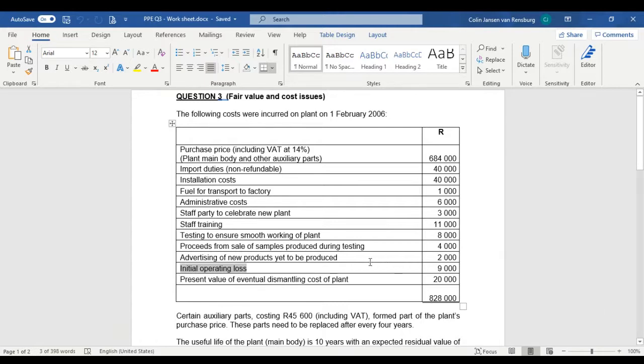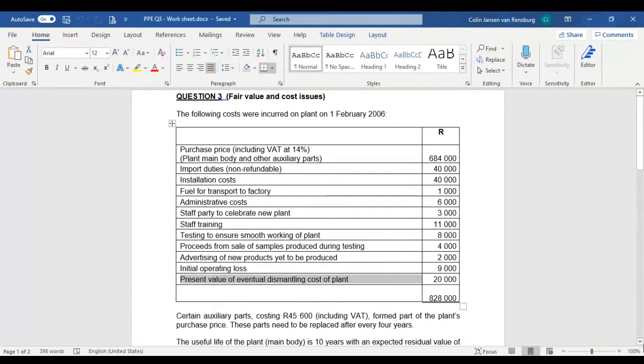And then the very last one, the present value of eventual dismantling cost of the asset. That is a little component of the definition of the cost on its own. So that's not part of the purchase price. It's not a directly attributable cost. But in the case of PPE, we've got that third category where, if you are sure about it, you are positive that you have to incur certain future costs, like in this case, the present value of the eventual dismantling cost of the plant.